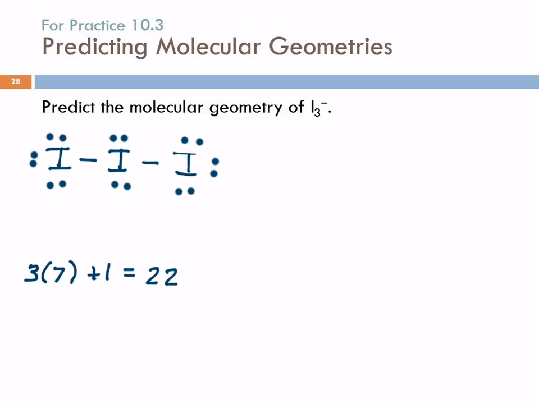I need 2 more electrons. This isn't a case of being short where I need to make multiple bonds. I've got extra electrons. What do I do? Expanded octet. Iodine is in period 5. He's a big guy. He can expand his octet. And so we're going to put another lone pair on the central iodine atom.